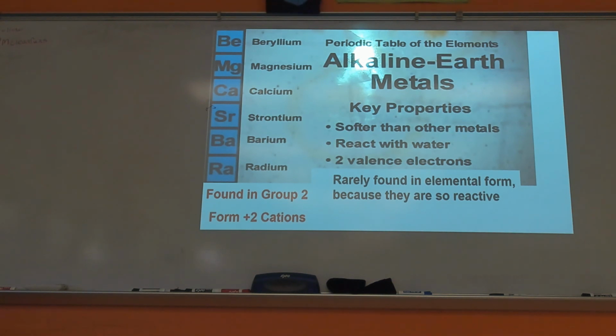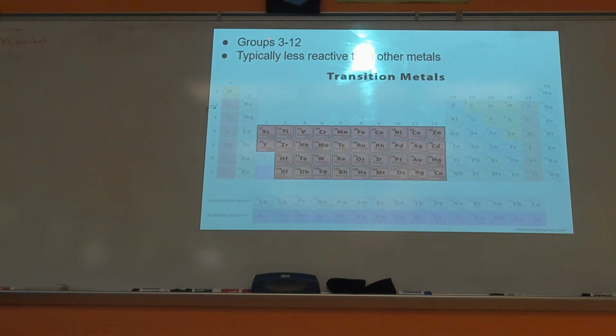Okay. All right, now groups 3 through 12. So it's like that rectangular looking thing on the periodic table. It's like you drop down into the valley. Those are called the transition metals. Now the reason why they're called transition metals is because we're transitioning from your very reactive metals towards your metalloids and then your nonmetals. So they're less reactive than your other metals. So groups 1 and 2, first two columns, those are the most reactive metals.